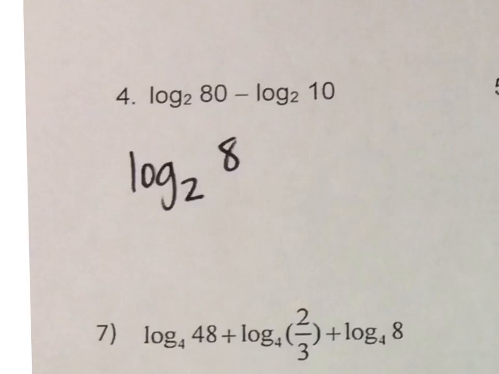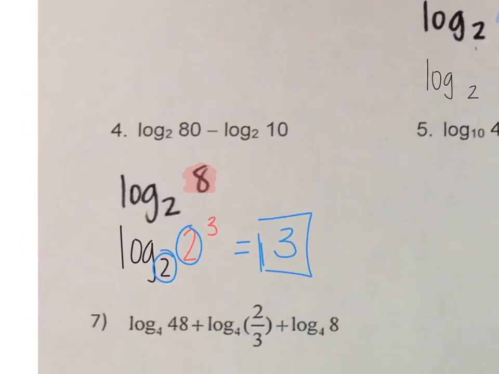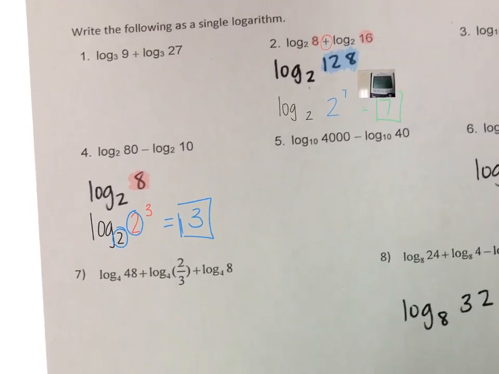You can turn 8 into 2 cubed. So we have log base 2 of 8, which is really the log base 2 of 2 cubed. And conveniently for us, our 2's are the same, so they cancel out, and I'm just left with what? 3.